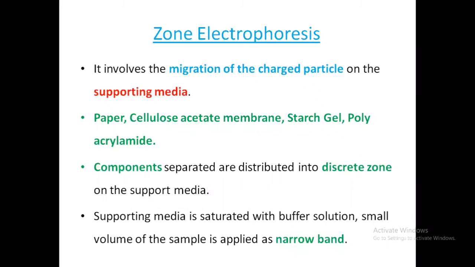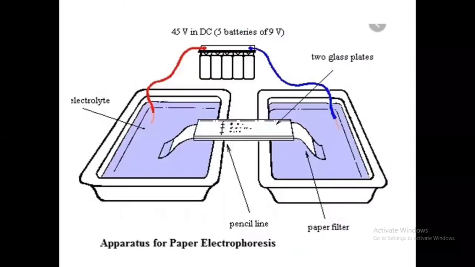That sample is migrating towards opposite sides of your electrode. Finally, you can see the zone formation. That's why the name came as zone electrophoresis. Remember, in case of zone electrophoresis, the supporting media we are using is either paper or gel. Then, this is the diagram for zone electrophoresis.